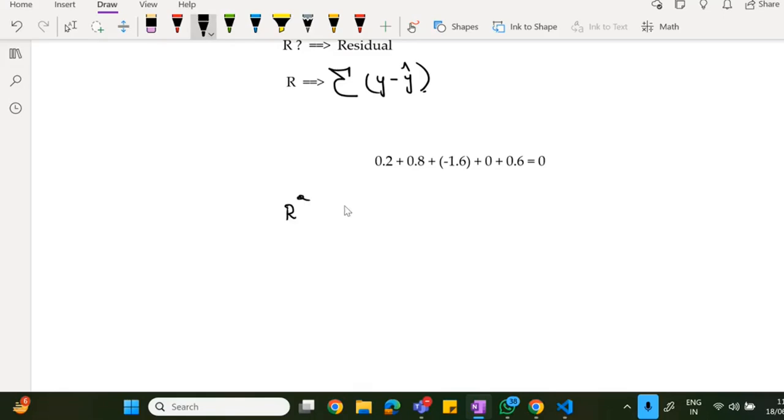R square. Okay. R square is nothing but, when you update the formula, y minus y hat whole square. We will do this square, this square, this square, this square. We are going to perform the squaring over here. Okay, one second, guys. Just give me a second.